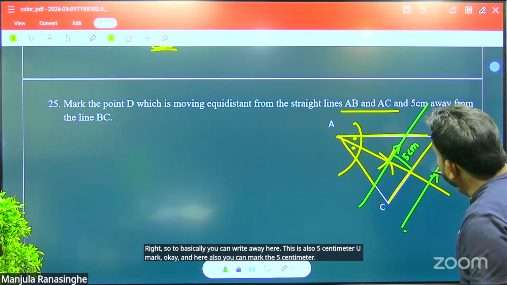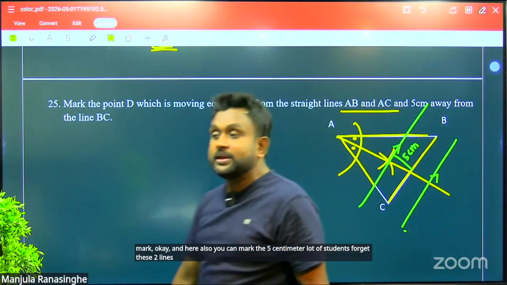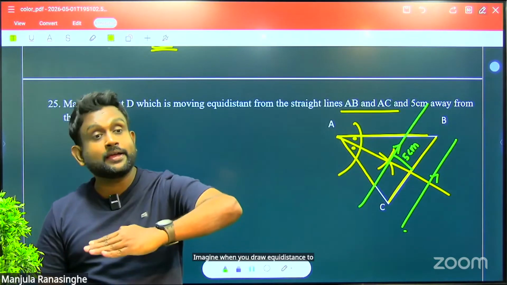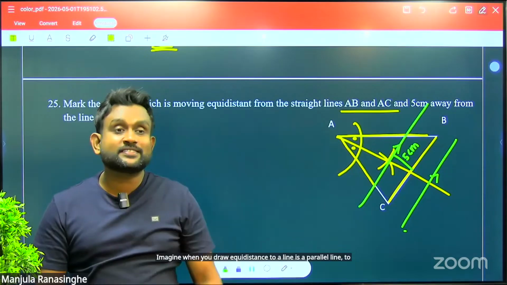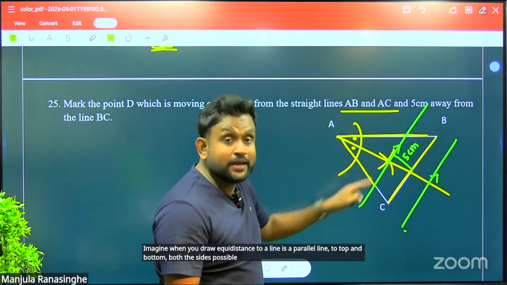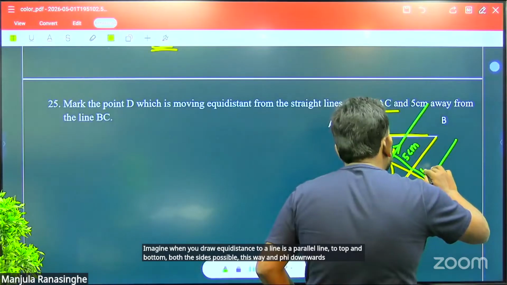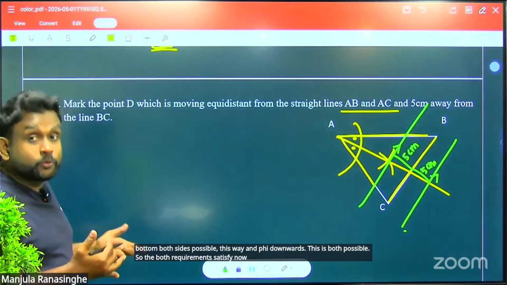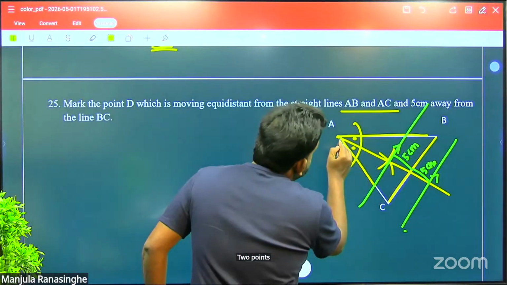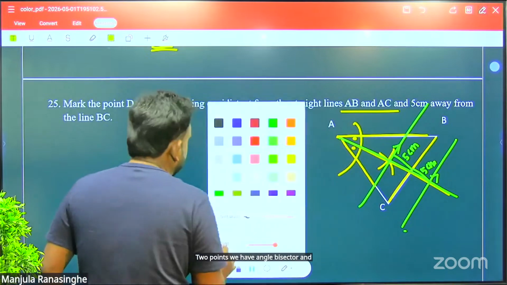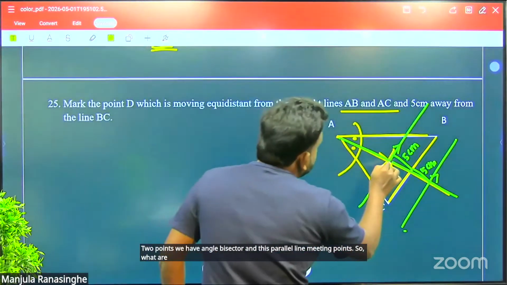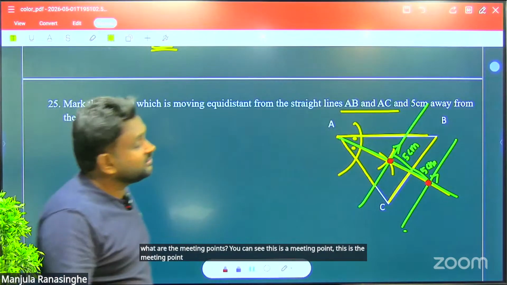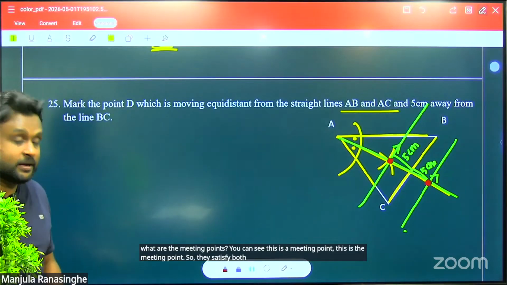A lot of students forget these two lines. Imagine when you draw an equidistant line to a line, a parallel line is possible on the top and bottom both sides: 5 this way and 5 downwards, right? Both are possible, so both requirements are satisfied. Now we have 2 points, the meeting points of the angle bisector and this parallel line. You can see this is a meeting point, and this is the meeting point. So they satisfy both the conditions, both the requirements.